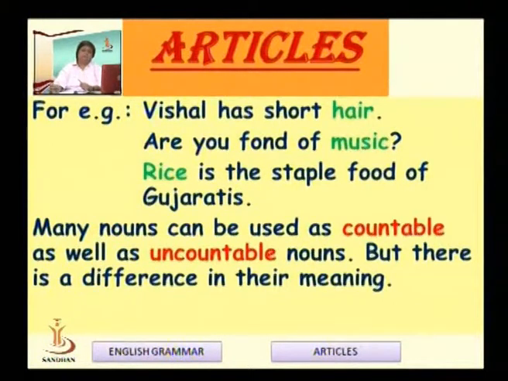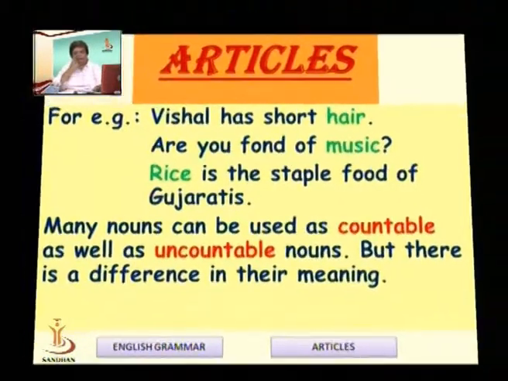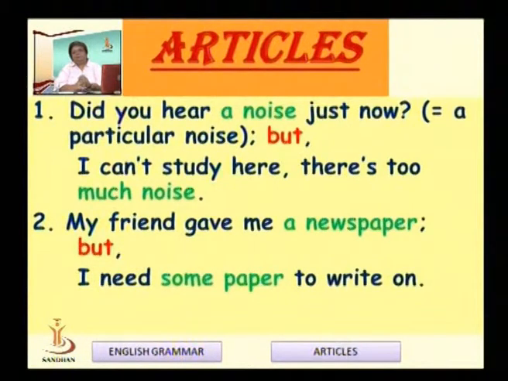However, what is the important part there? There is a difference in their meaning. When you are using the same noun in both the aspects, in both the forms, that means one is countable, the other is uncountable. The use is permitted, the usage is allowed, but there is a huge difference in the meaning of the two. How? Let us see. Let's go to the next slide and see.